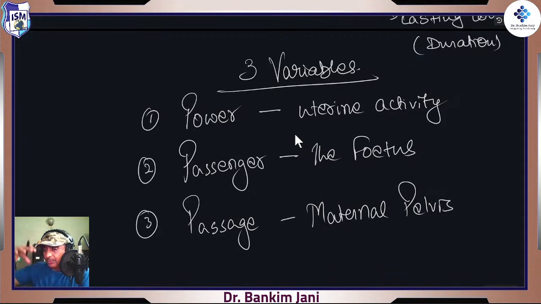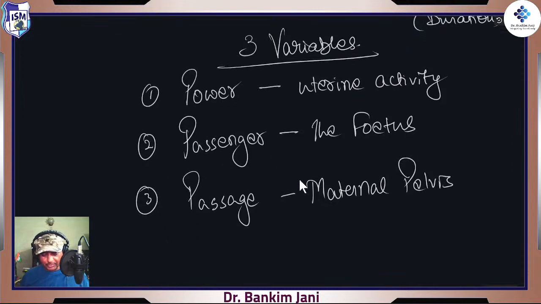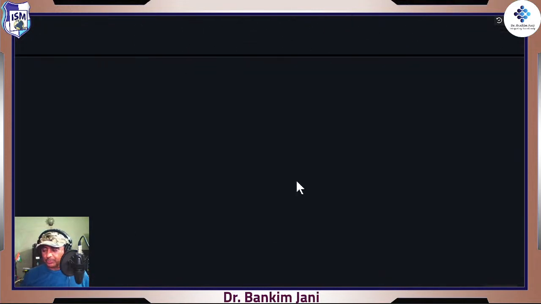So see, the uterus is contracting, that passenger has started its journey, and during that entire passage, it is not a smooth passage, right? There would be so many rotations, etc. So that is what is to be understood. These are the three variables, and these three variables will give you a complete idea about what actually happens. So here it is regarding the powers.